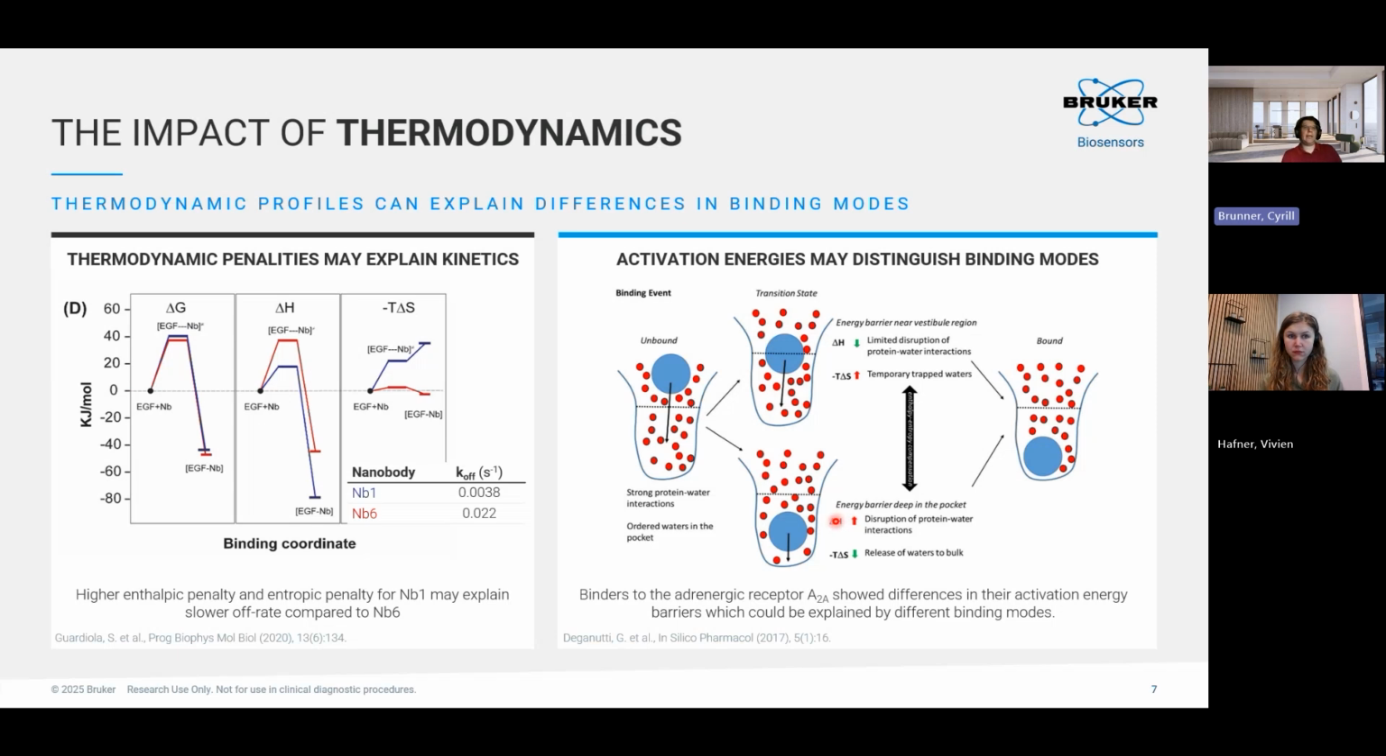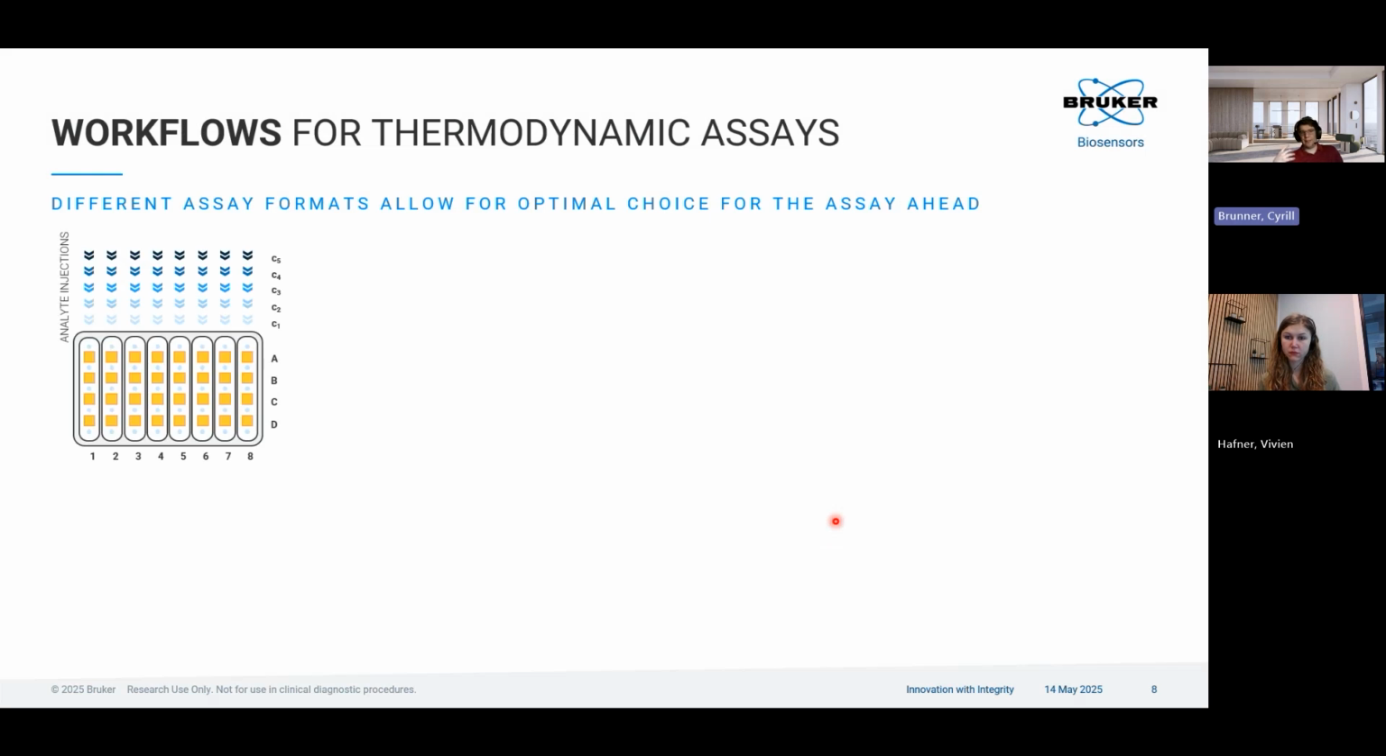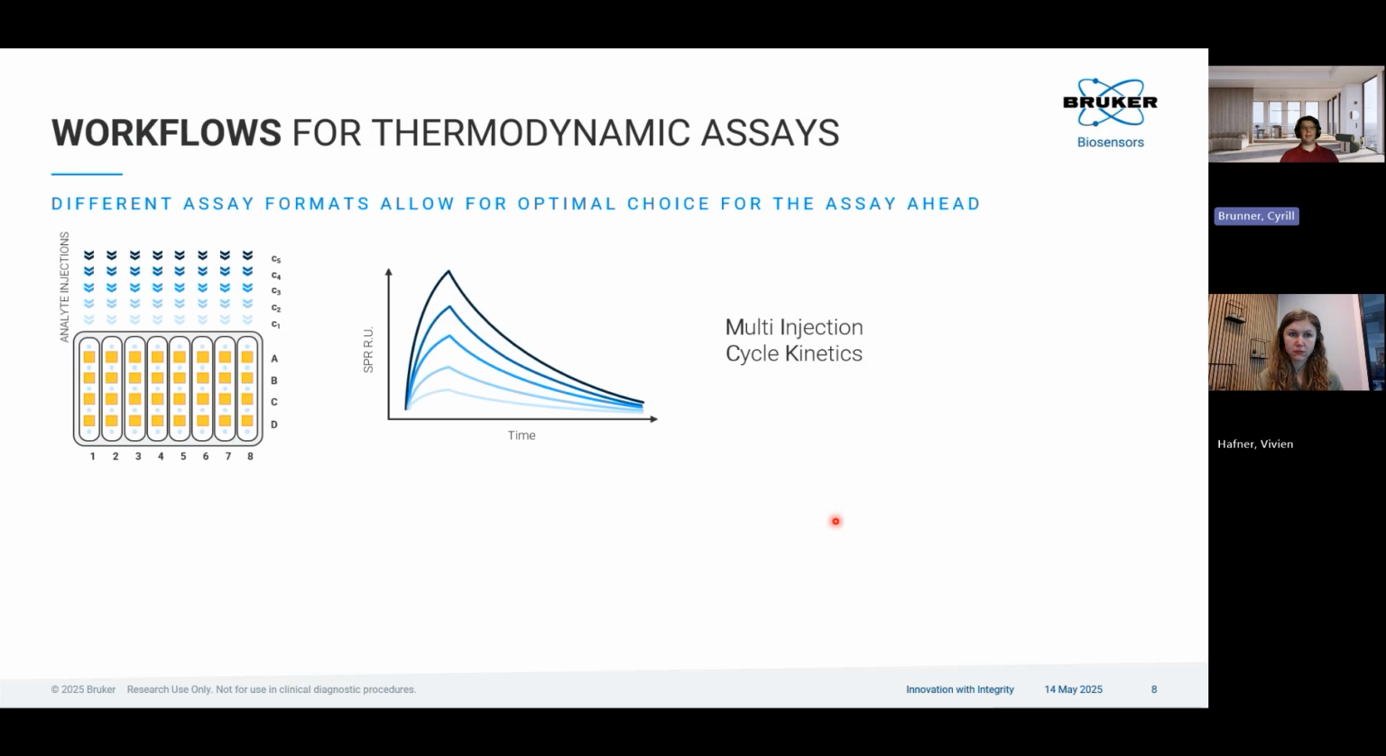And this can have an impact on whether you decide to go further with one or the other compound. Now, what is the workflow for that? The classical workflow that you do in SPR is you either do a multi-cycle assay, so you measure 8 compounds simultaneously, for instance, 8 different concentrations, one after another.